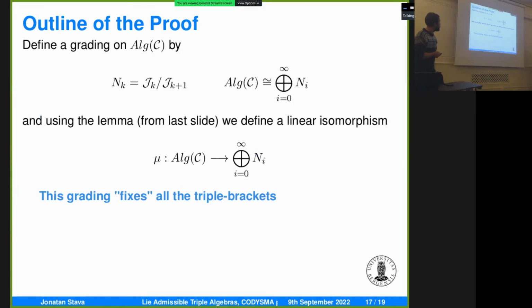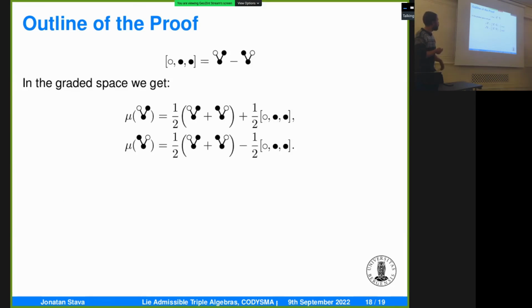I'm going to be very quick, but what we did then is try to capture this grading, fixing it so that you always have control on how many triple brackets your elements contain. So doing that is just taking this ideal that we defined, taking the quotient of them, and generating these spaces nk. Each nk consists now only of elements that have exactly k triple brackets. So we fix the number of triple brackets.